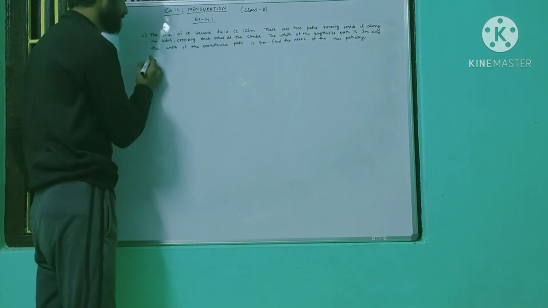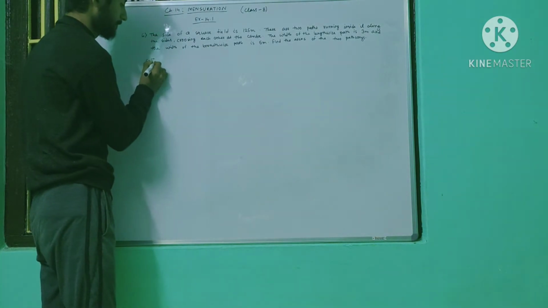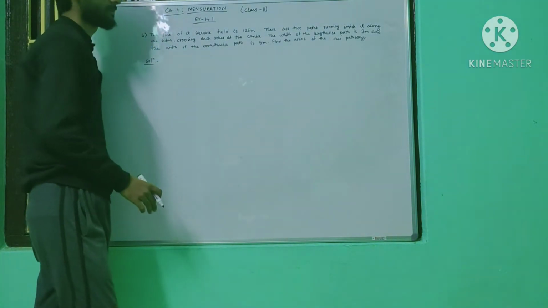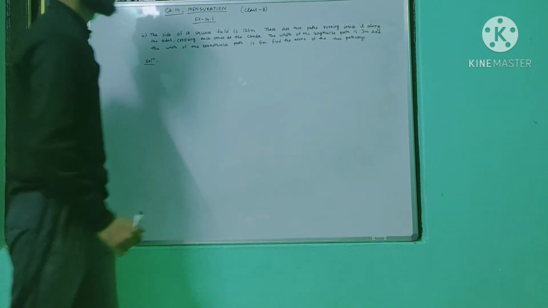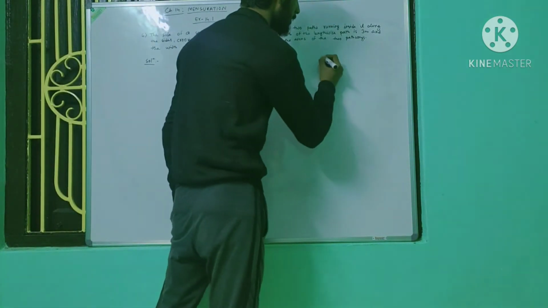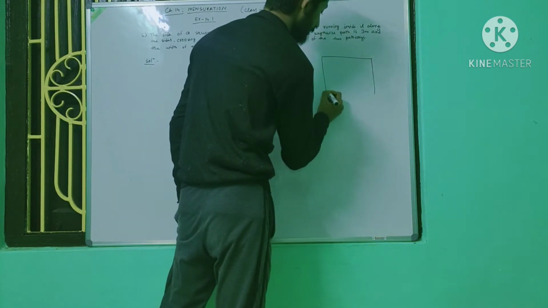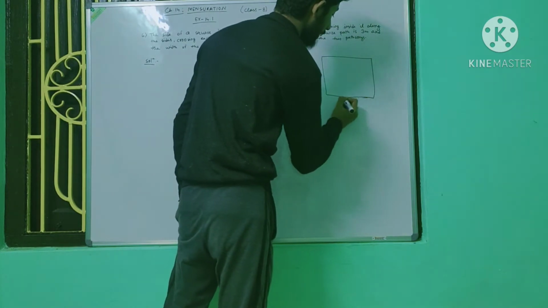Now in that question you can see over here, question number 6, it is written the side of a square field is 125 meter. Suppose this is a square field. You can draw a square field.